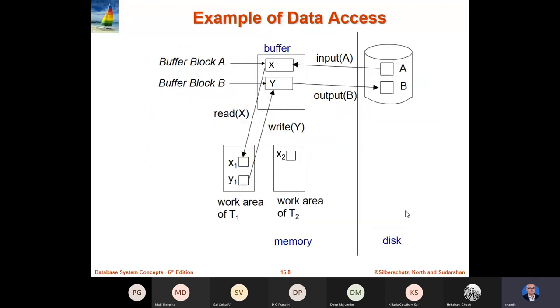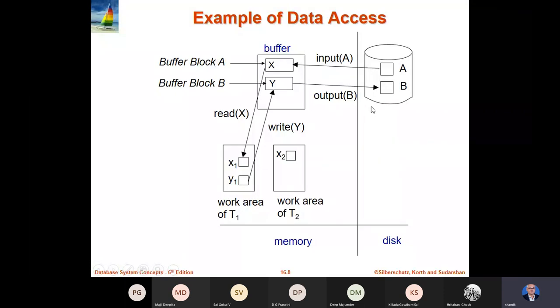So this is the figure I was referring to. Look at this very carefully. We have the disk here, with physical blocks A and B. In main memory, so it is disk here, memory here. In the buffer, there is a buffer block A that corresponds to a physical block A, and a buffer block B that corresponds to a physical block B.